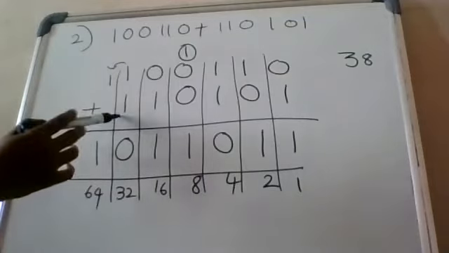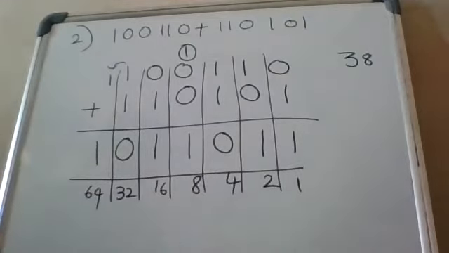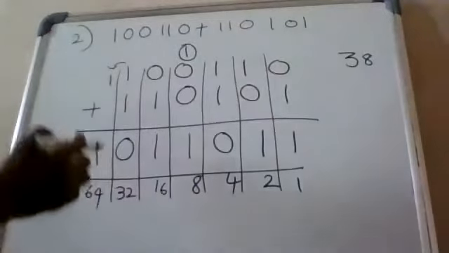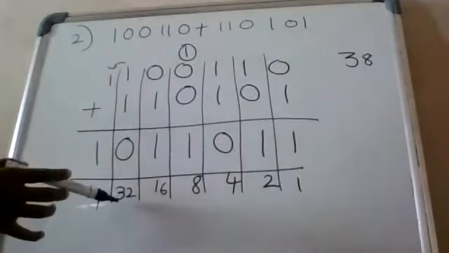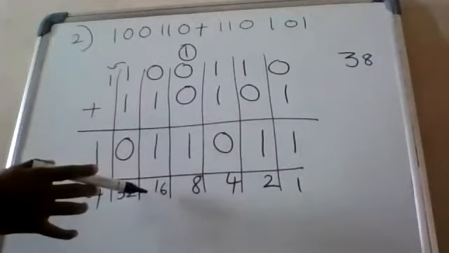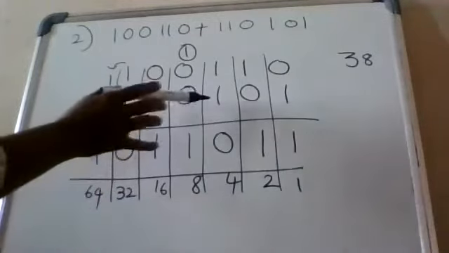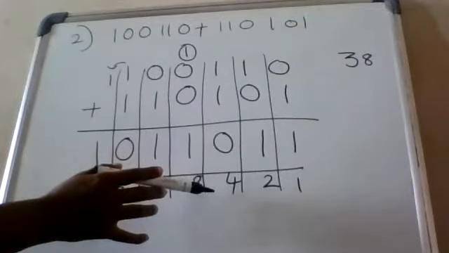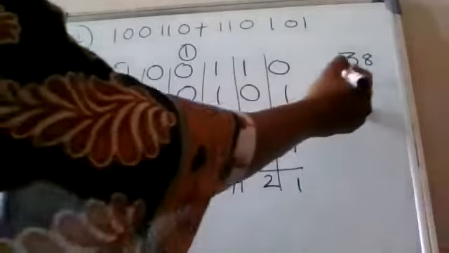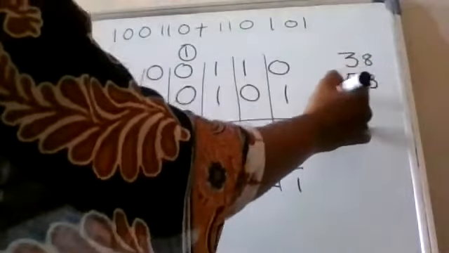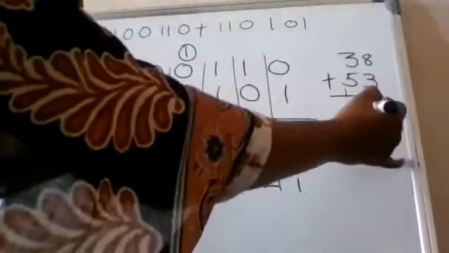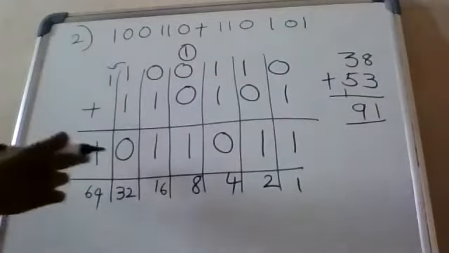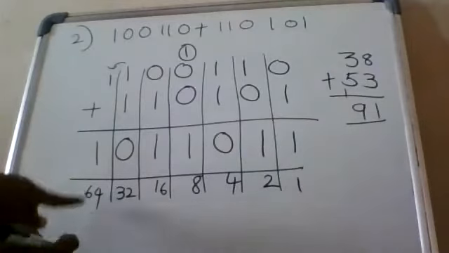Next here 1 means 32 plus 16, 48. 48 plus 4, 52. 52 plus 1, 53. Addition, 91. So this is the answer.